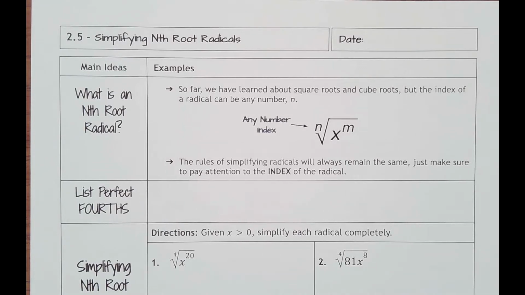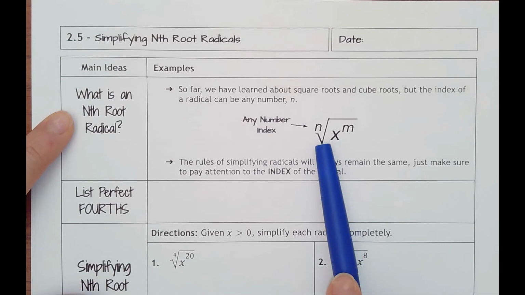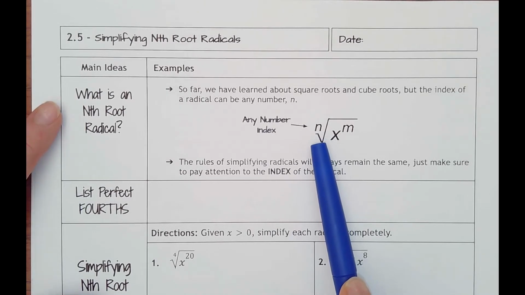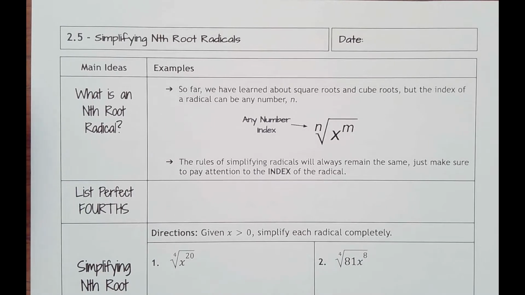Lesson 2.5, simplifying nth root radicals. What is an nth root radical? Well, they're using the letter n to represent any number. And so these could be a radical with an index of any number. So it could be a 4th root, a 5th root, a 21st root, a 50th root, whatever they want to put. Okay? So we need to focus on two things.